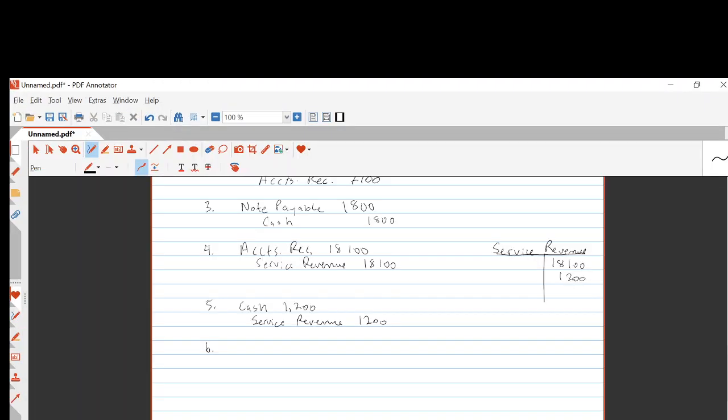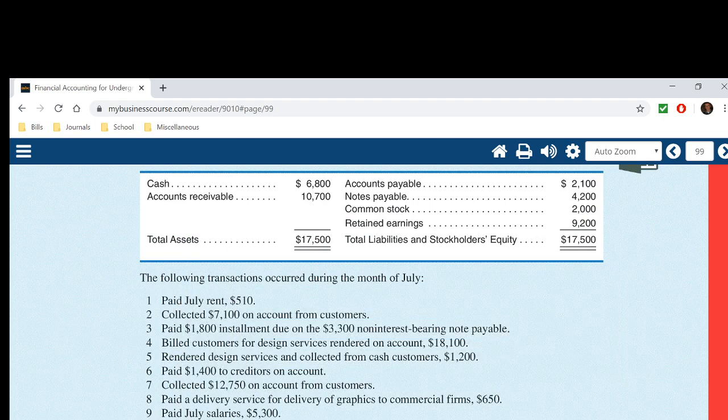So how do we make accounts payable, which is a liability, go down? Remember the rules of debit and credit. Liabilities are increased with credits, decreased with debits. So we're going to debit accounts payable since it's a liability, for $1,400. So it goes down by $1,400, and then we're going to credit cash for $1,400, to make cash go down by $1,400.